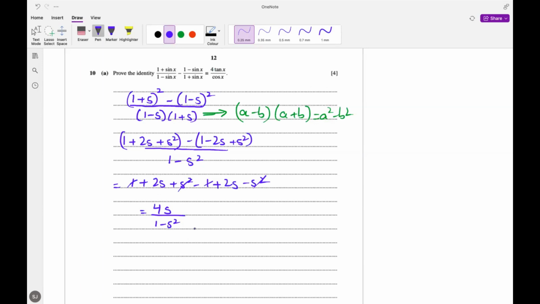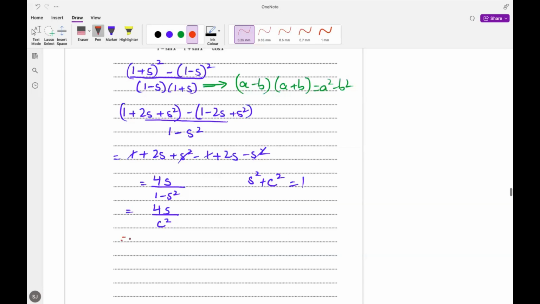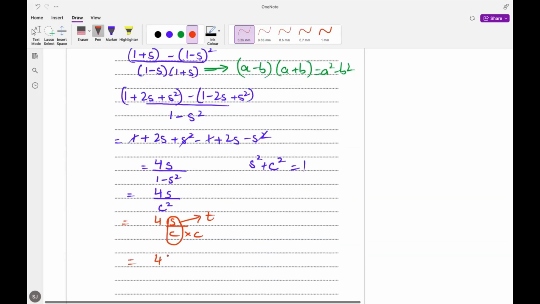Now, as we need a term in cos, 1 minus sin squared x is equal to cos squared x, as sin squared x plus cos squared x is equal to 1. So we can write this as 4 sin x upon cos squared x. As we also need a tan in the numerator, we can write cos squared as cos multiplied by cos. Sin upon cos becomes tan. So this will become 4 tan x upon cos x.